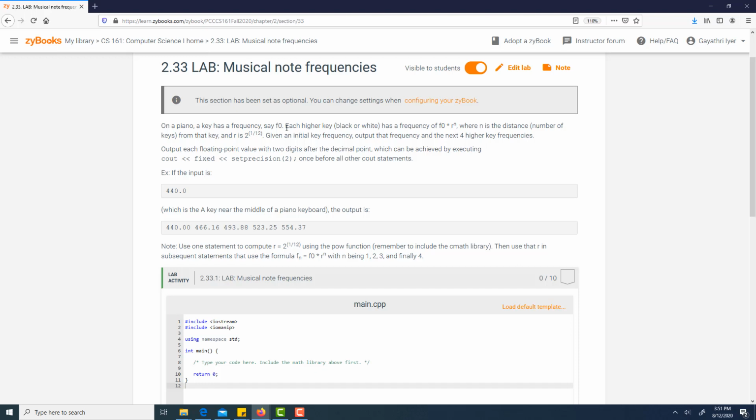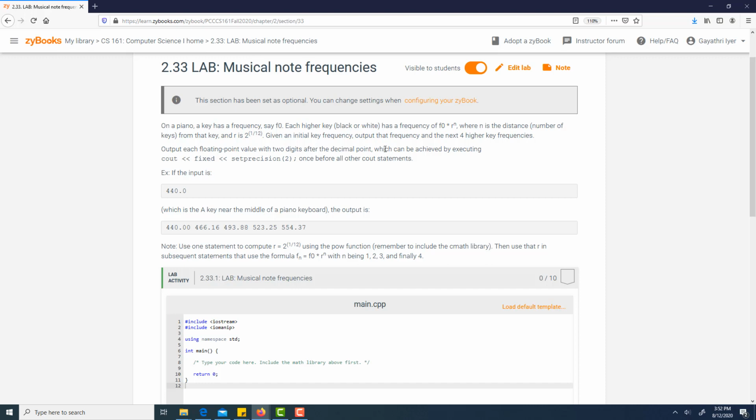If you look at the musical keys, each key has a frequency. Each higher key, black or white, has a frequency, and this is a formula. So if one key has a frequency of 440, for example, what is the frequency of the key right next to it? That's what we are asking.